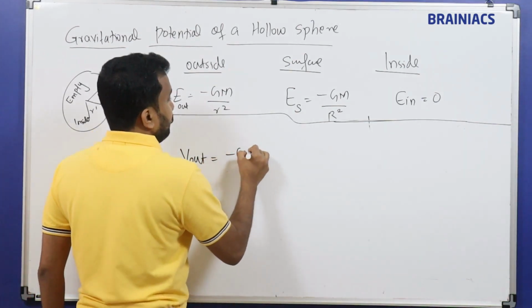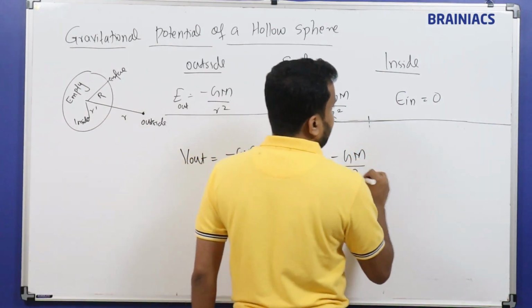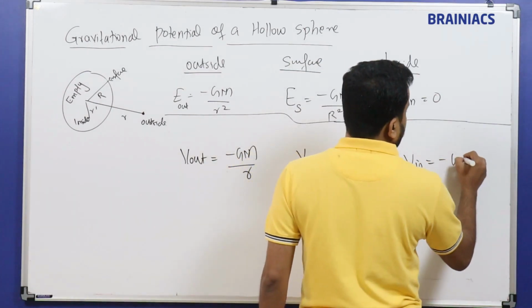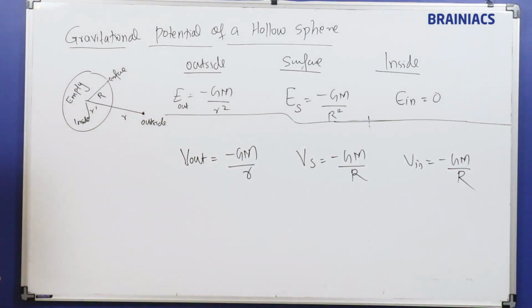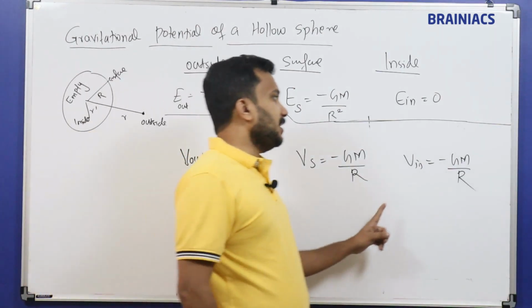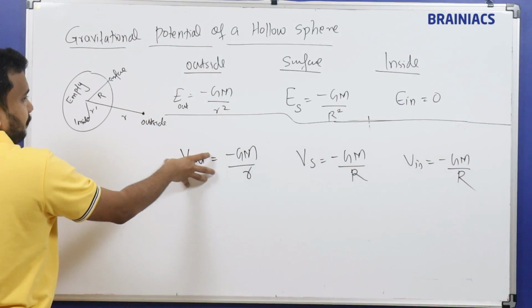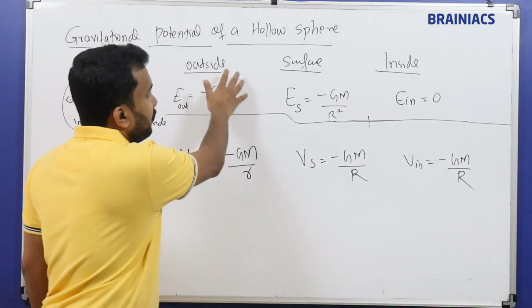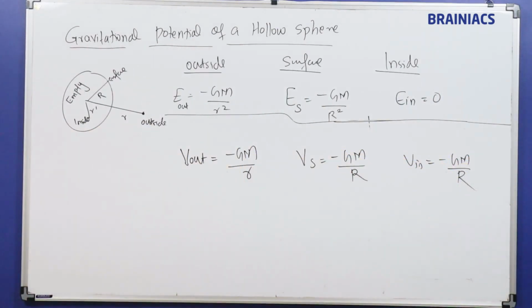So V out is equal to minus GM by r, V surface is equal to minus GM by capital R, and V inside is equal to minus GM divided by capital R. So we have these three different values. Gravitational field and gravitational potential, two sets of values will be there for outside, surface and inside. Important concepts.